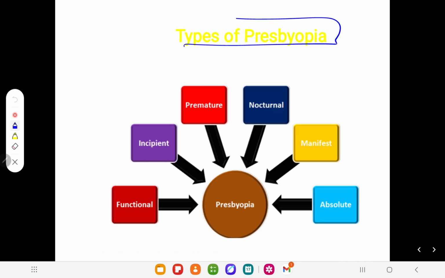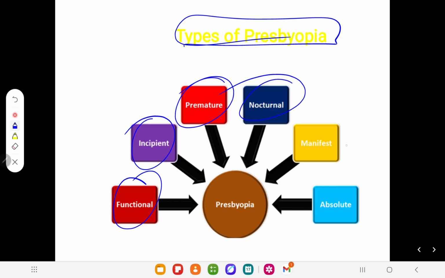So what are the types of presbyopia? There are a lot of types. Here are six: functional presbyopia, incipient presbyopia, premature presbyopia, nocturnal presbyopia, manifest presbyopia, and absolute presbyopia. Let's move through them grossly but speedily.